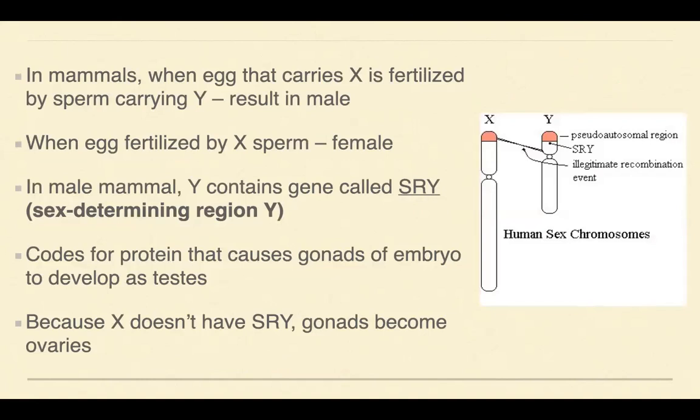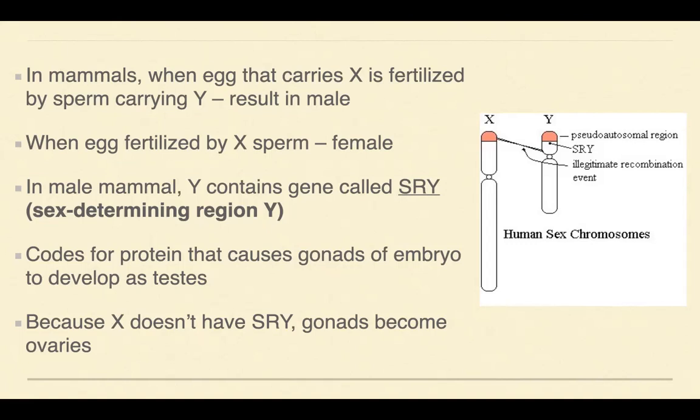In mammals, when the egg that carries the X is fertilized by a sperm carrying Y, this results in a male. And if the egg is fertilized by the X sperm, as I just said, it results in a female. In a male mammal, the Y chromosome contains a gene called the SRY. That's called the sex determining region Y. This codes for a protein that causes the gonads of the embryo, gonads being the reproductive organs, to develop as testes instead of ovaries. Because the X chromosome doesn't have the gene SRY, the gonads become ovaries.